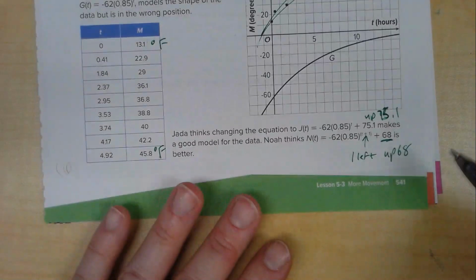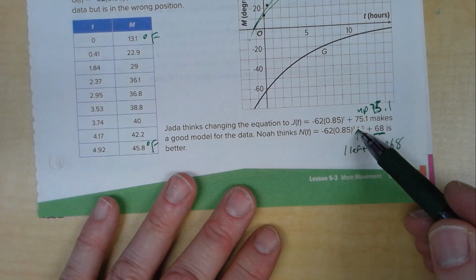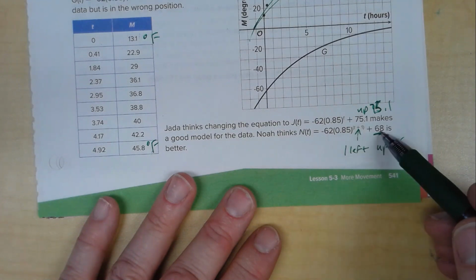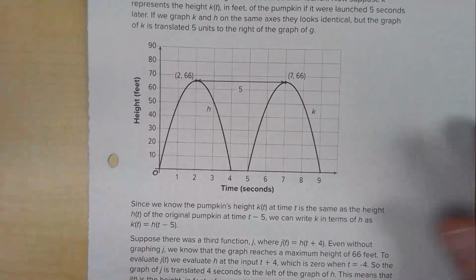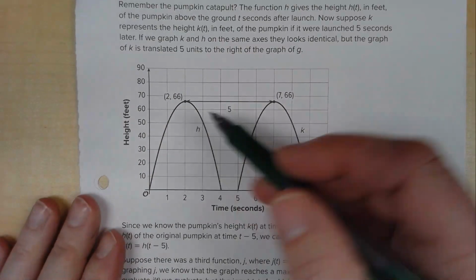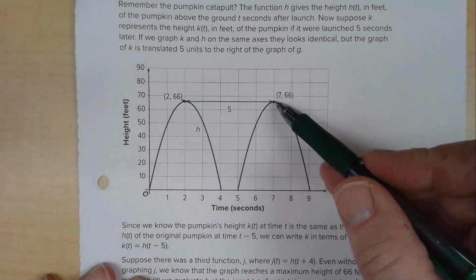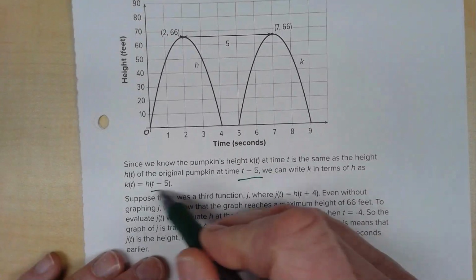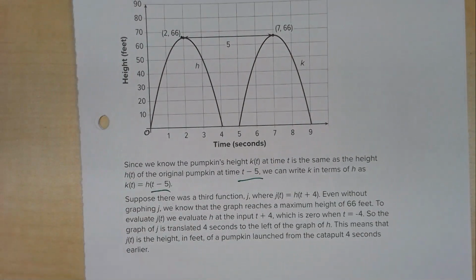So basically, you got to remember inside the parentheses that +1 means actually left 1, and then outside the parentheses up 68, up 75. All right. That's what's going on here. So now we have, talking about the pumpkin and the catapult again. So this one's been shifted over to the right 5 seconds. So the t minus 5 inside the parentheses moves it over right.